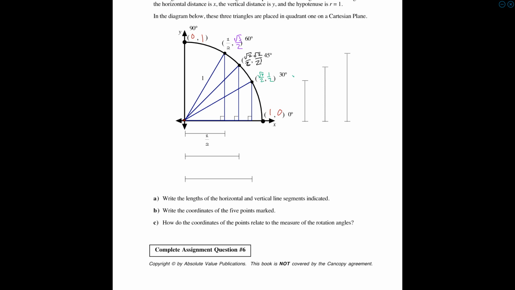So this line segment here, the top one is 1/2. The next one is √2/2. And then this last one here is √3/2.